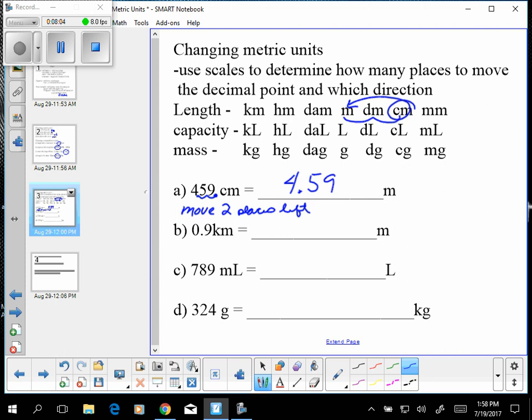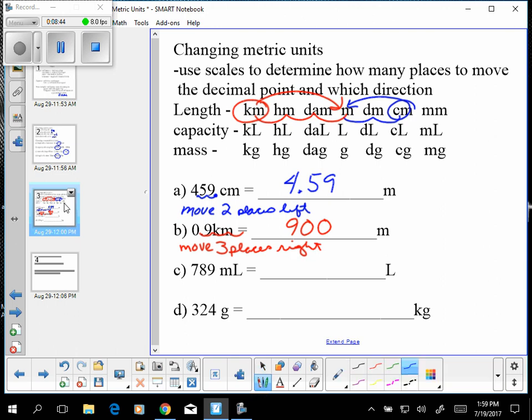The next time, we're going to go with kilometers. We switch colors here. We're going to go from kilometers to meters. Well, this time we're moving to the right. How many places are we moving? 1, 2, 3. So we're moving 3 places right. Now if you'll notice, underneath these little dips, there are no decimals. So that's where I need to put in a 0. So it's going to be 900.